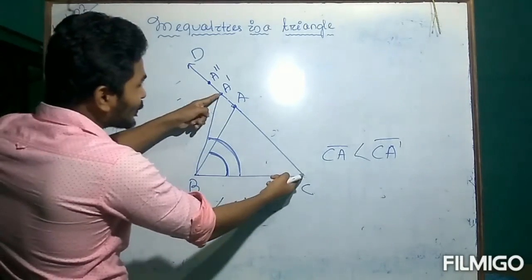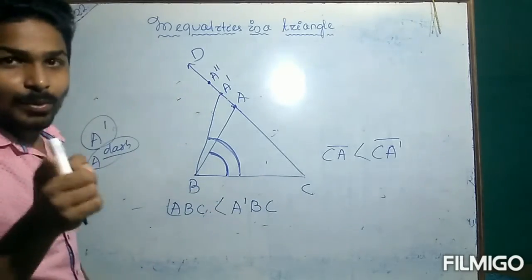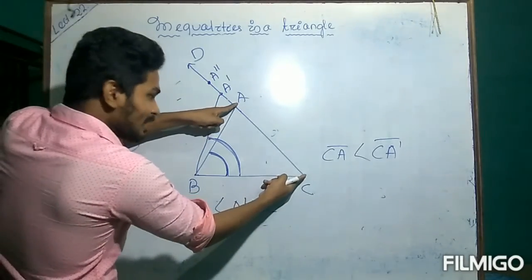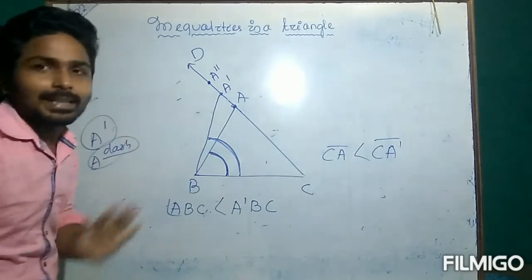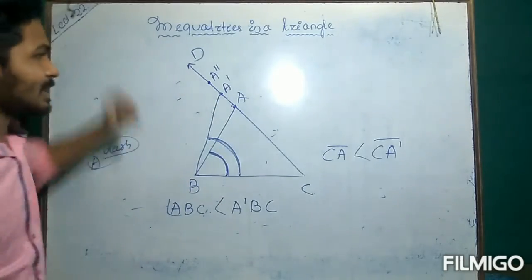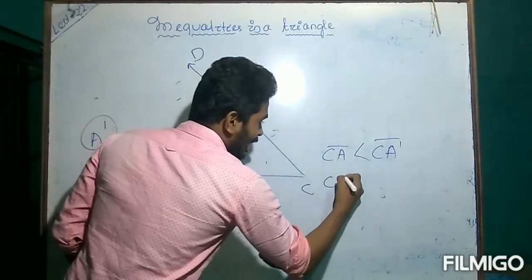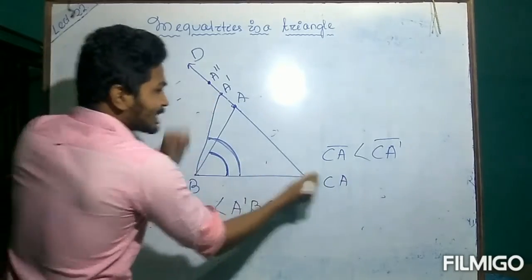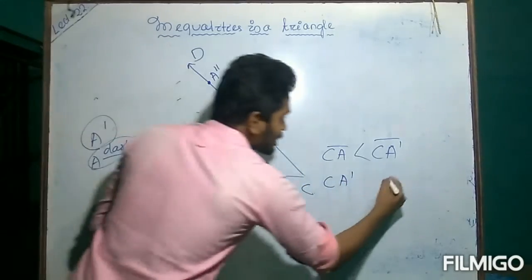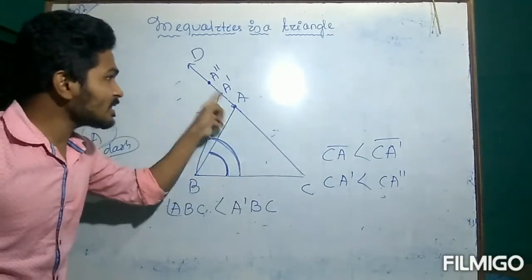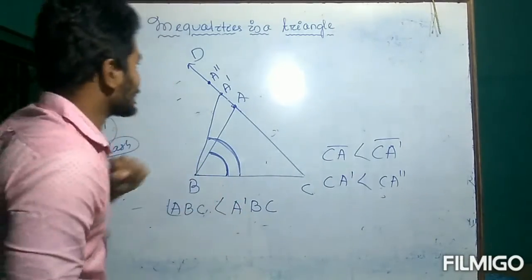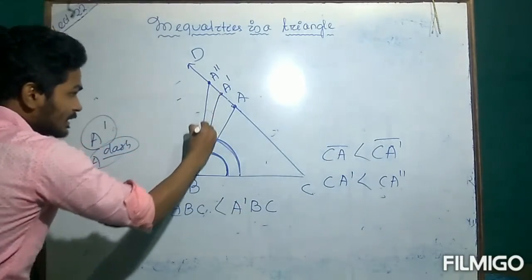Then what have we done here? We have just increased the size. It was CA, then we increased it to CA dash, and now we have increased it to CA double dash. So CA double dash is obviously larger than CA dash. Next, just join A double dash with B.